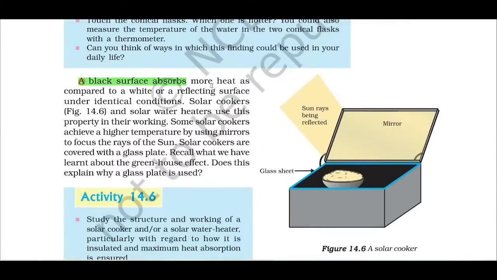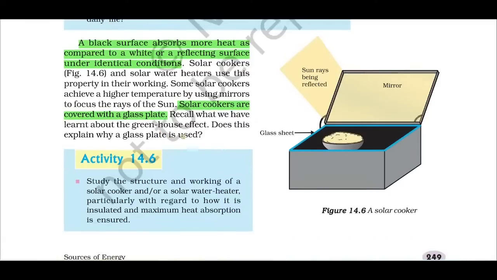A black surface absorbs more heat as compared to a white or reflecting surface. Because of that, solar cookers are usually painted black. Inside it is painted with black color. Solar cookers are covered with a glass plate, and the plane mirror reflects most of the sun rays which hit it.